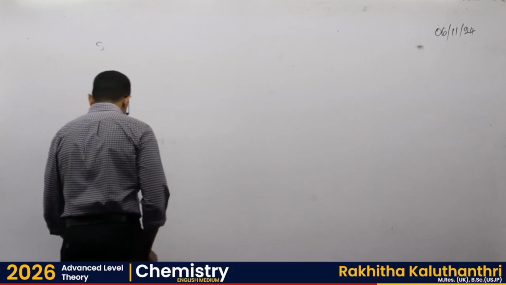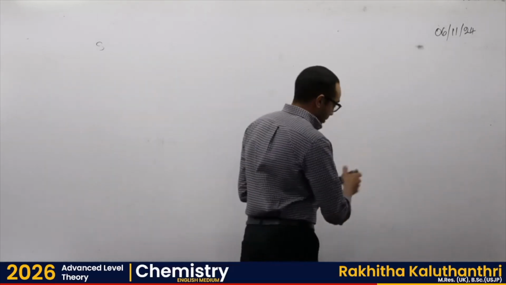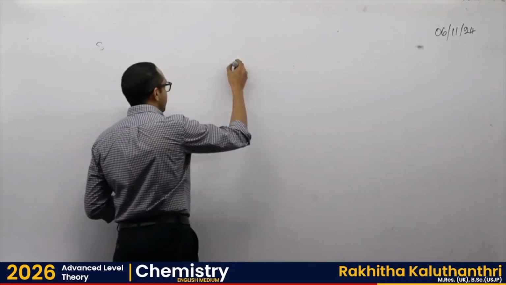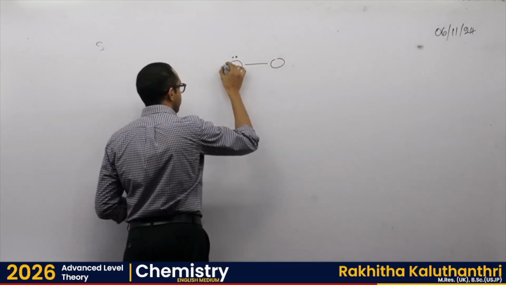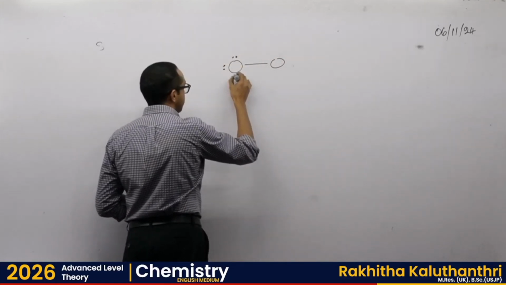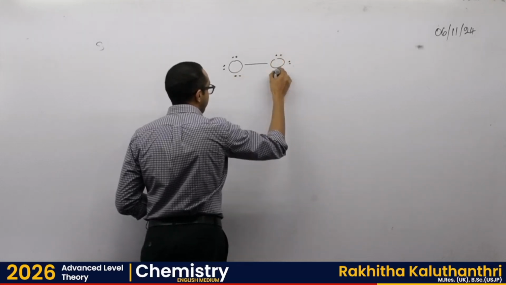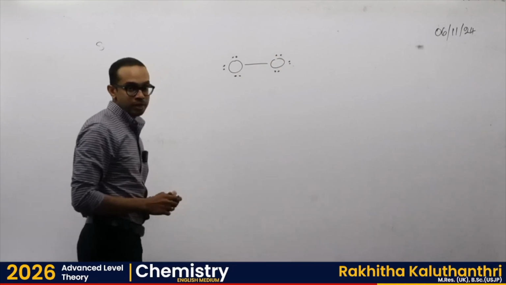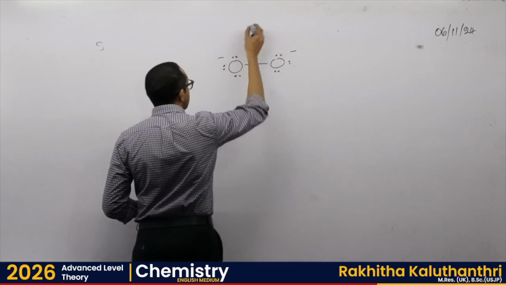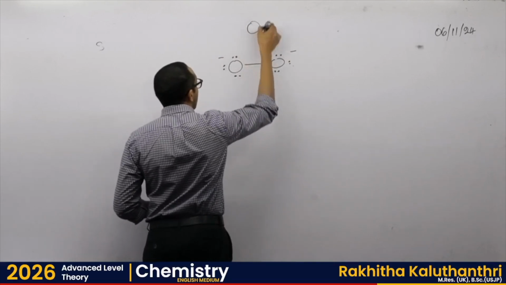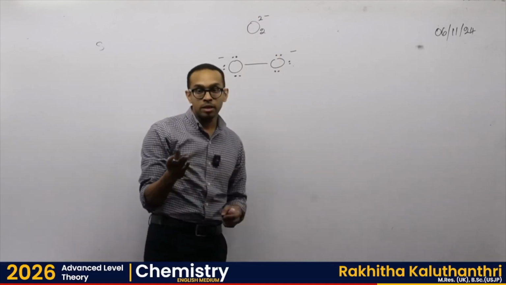When it comes to the peroxide ion, it's something that looks like this. You have something like this going on. So each oxygen is going to have a -1 charge on it. So this is called the peroxide ion, O2 2-. So you see some metal peroxides are there, right?